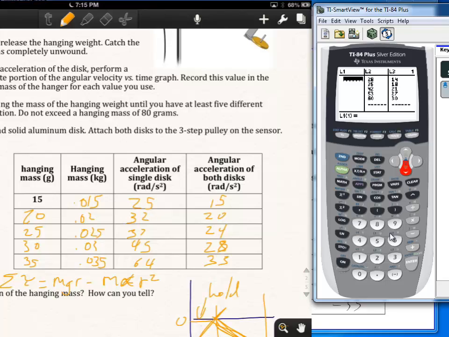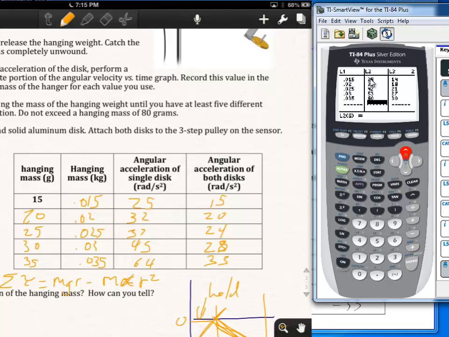Now you can enter your numbers, right? So I have 0.015, 0.02, 0.025, 0.03, 0.035. Okay, so I have my masses, and I don't want the mass in grams, I want it in kilograms, because force is newtons, which is kilogram meters per second squared. Now, what I want is this whole equation right here, mgr minus m alpha r squared. Oh, well, I need another term then.